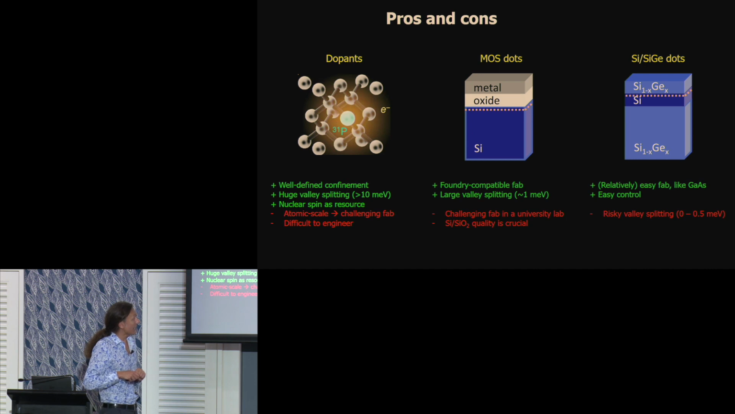Silicon germanium has a relatively easy fab. A lot of people have moved from gallium arsenide to silicon germanium smoothly because it's kind of the same thing. You just have to make the gates a little smaller.